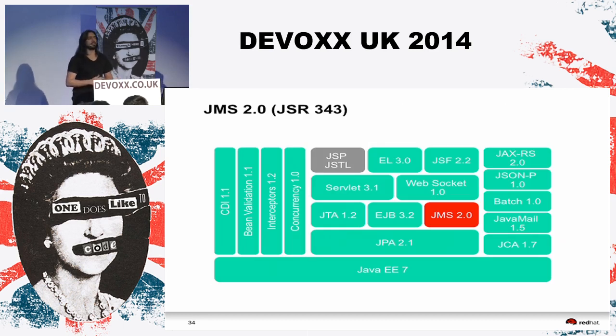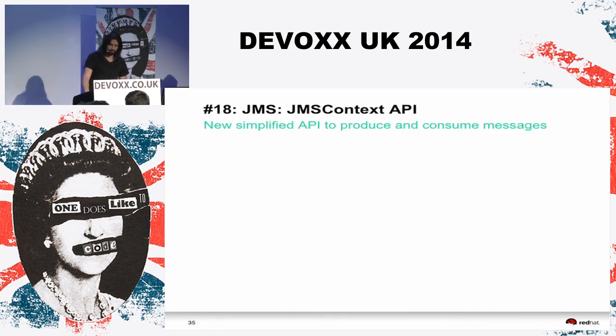JMS, it's one of those specs like JTA that wasn't updated for years and years and years. I think JMS 1.1 was 12 years old. The idea was JMS was 12 years old because it works. It's this kind of API that does the job, except it was a little bit verbose. To send a message, you needed 10 lines of code, and same thing to receive a message. I suppose the underlying engine doesn't change, but the API does. So this is how you can send and consume a message.